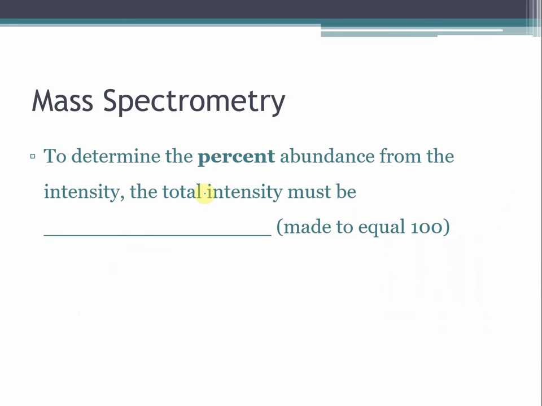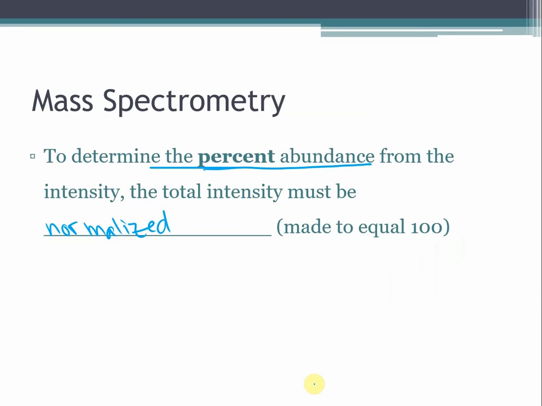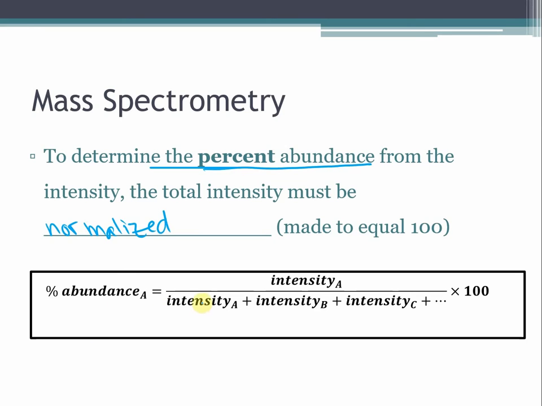So to determine the percent abundance from the intensity, from the relative abundance, the total intensity, the total percentage, must be normalized. It has to be made to equal 100%. If we look on our last slide, here we had 100%, here we had like 90%. Well, 100 plus 90 is 190%. That's not how we know percentages work. So we want to take all of our intensities and make them add up to 100. And we do that using this formula here.